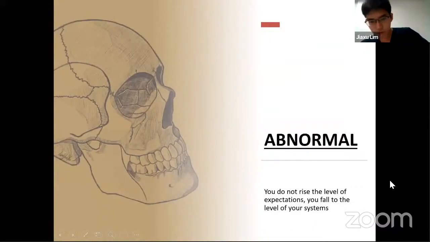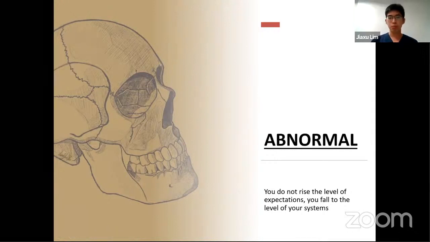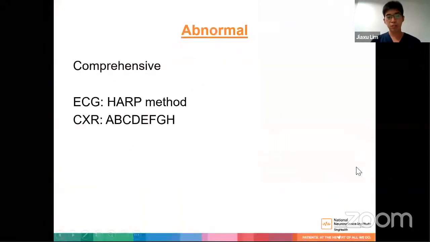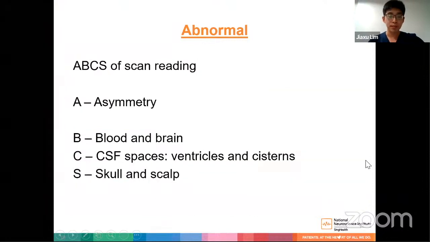So we have talked about normal. Let's touch a bit about abnormal, right? It is very tempting to just read scans purely based on pattern recognition. But I do find that tends to make me miss things. So I would recommend a system to be comprehensive, very similar to how we read ECGs and chest x-rays. There is a system that we can apply to CT brains. Personally, I like to use the ABCs of scan reading. A for asymmetry, B for the blood and brain, C for CSF spaces, and S for skull and scalp.